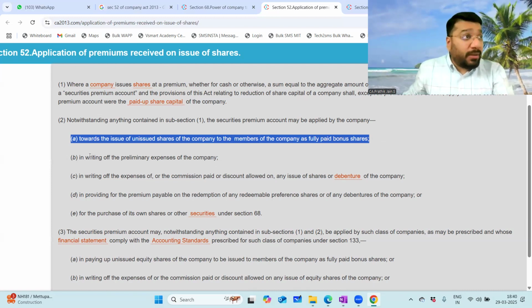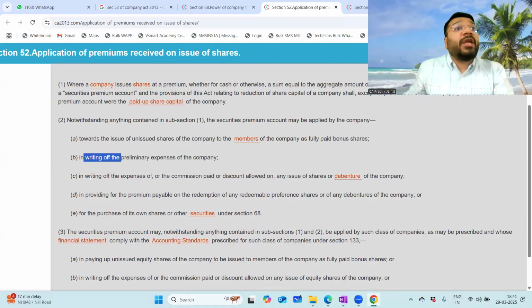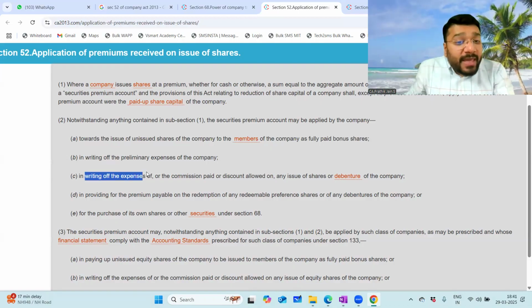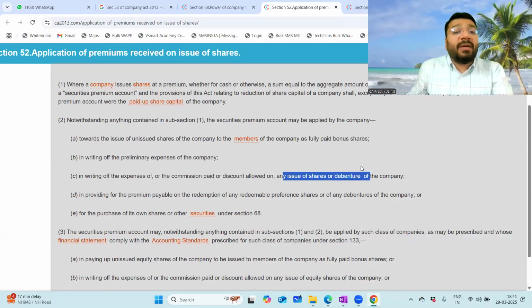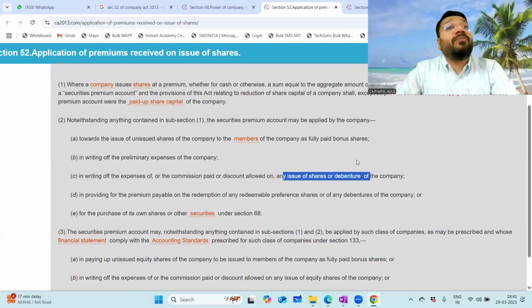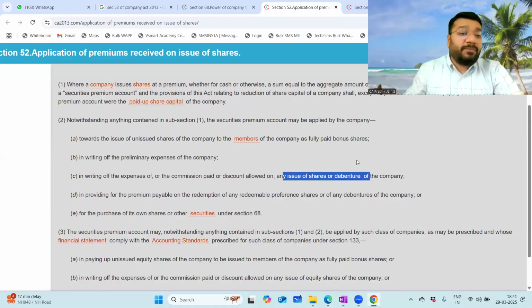Second, you can use this account money for writing off the preliminary expenses. For the purpose of writing off preliminary expenses, you can use it. Third, you can use the security premium amount for the purpose of writing off expenses. Which expenses? The commission paid or the discount allowed on the issue of shares and debentures. If any shares and debentures are issued, and for that you are supposed to pay any commission to underwriters, or if there is any discount or loss on issue of debentures, this amount can be adjusted.